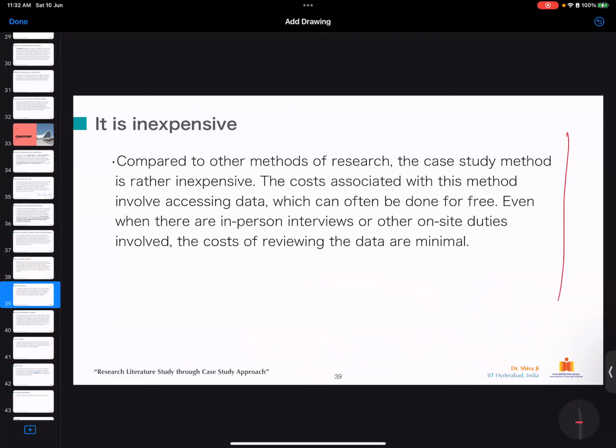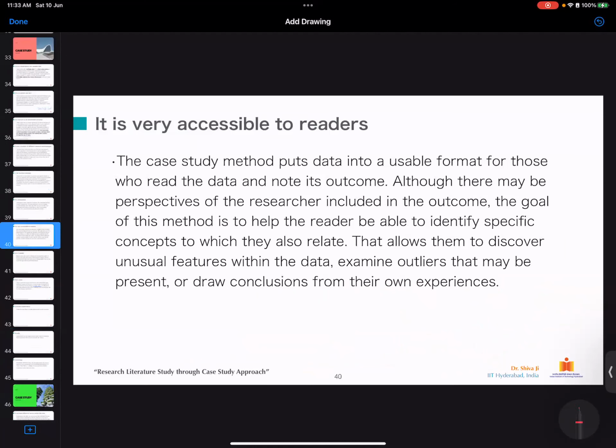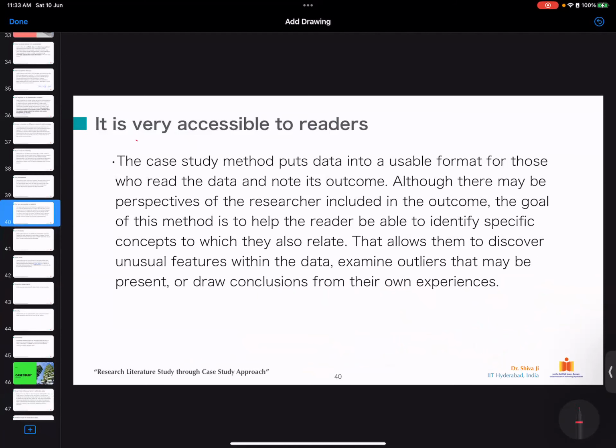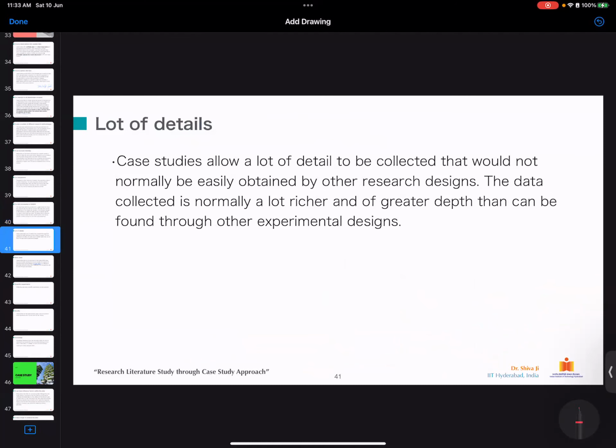Yes, it is inexpensive. You just have to go and record your observations. You do not have to unnecessarily spend money on making things. It is accessible to readers, to viewers, or anybody who is interested to look into these things. A lot of details one can observe through case study methods.